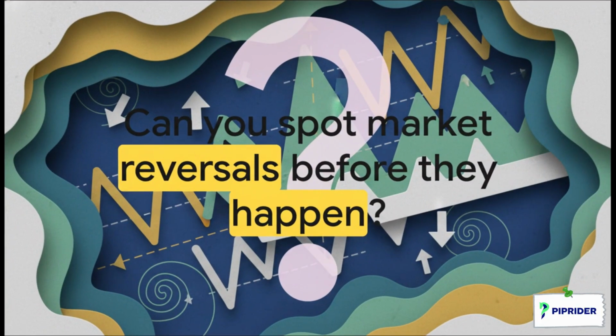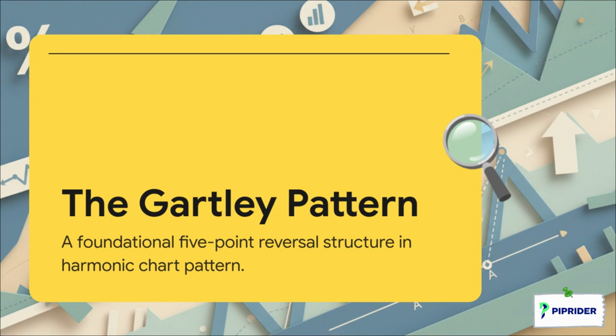So let's get right to it. Is it even possible? Can you really spot the moment a trend is about to run out of gas and turn around? You know, it's one of the biggest challenges in trading. But what if I told you there was a tool, like a geometric map, designed specifically to find these high probability turning points? Well, say hello to the Gartley Pattern.